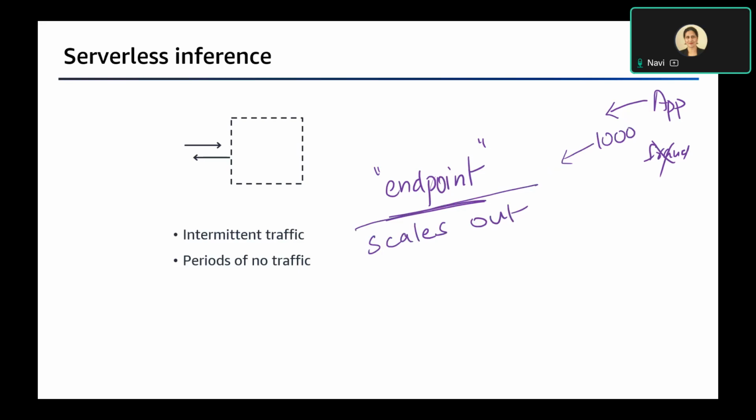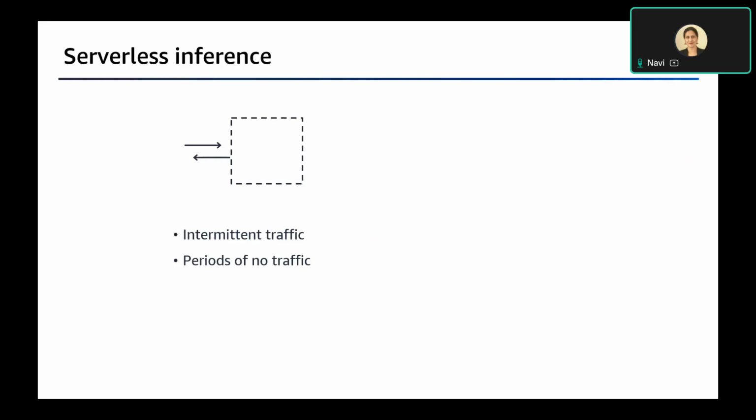So we just upload our model. SageMaker will automatically scale the resources up or down as needed to handle your inferencing workloads. So it's good for workloads that have idle periods between traffic spurts and that can tolerate cold starts as well.